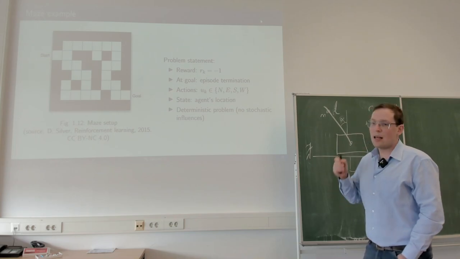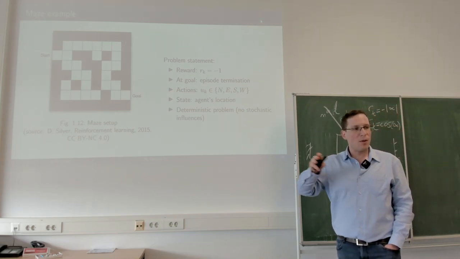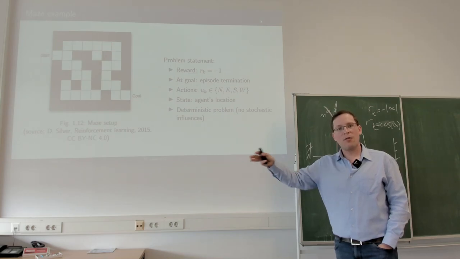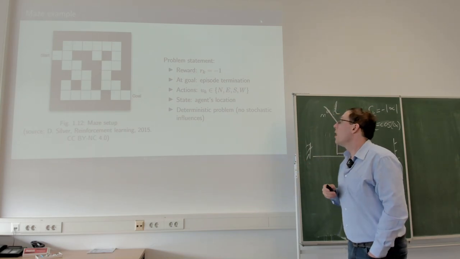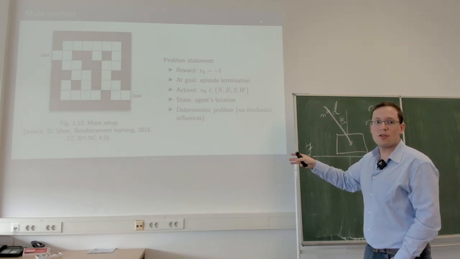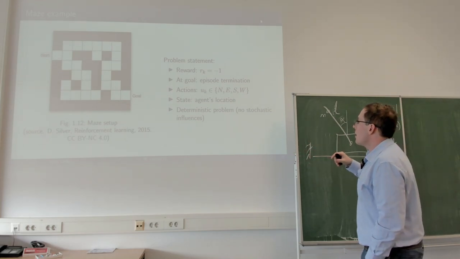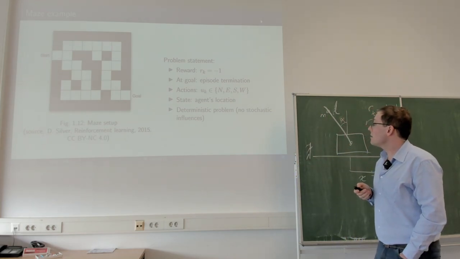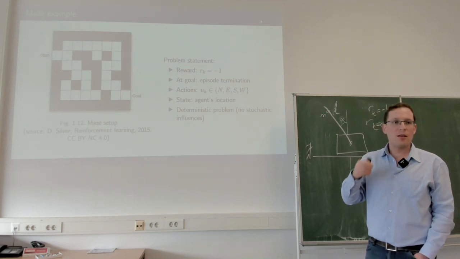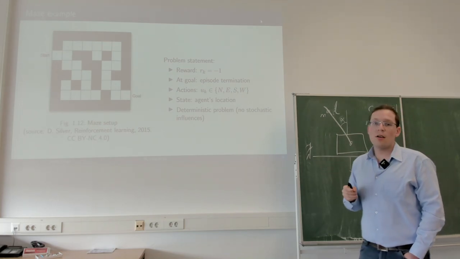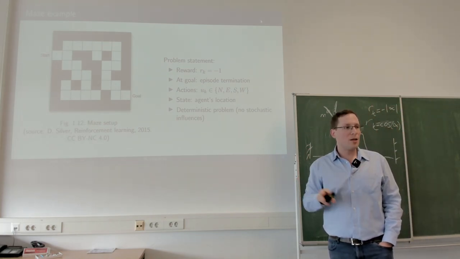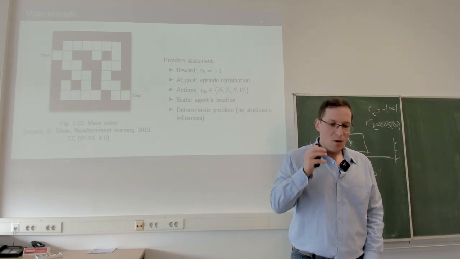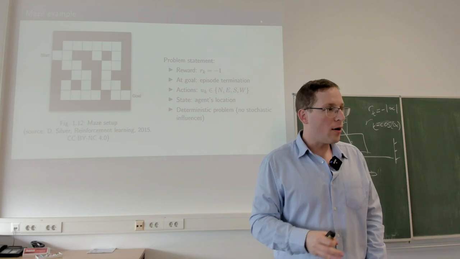Now what we say is that every time step, it receives a reward of -1. So the longer it's in the maze, the worse its reward. The quicker it gets out, the better its reward. At the goal, episode termination. The actions it can take could go north, south, east, and west. And the state is the agent's location in the maze. And so it's a deterministic problem. There's no randomness and there's no continuous state spaces. The agent moves with a single step to a single point.